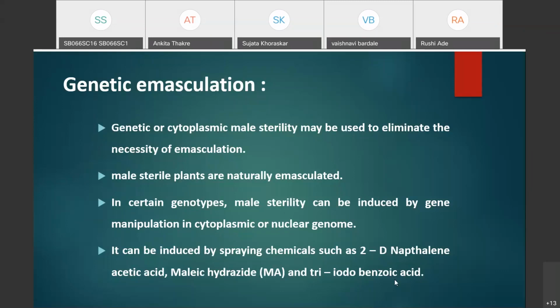Generally in some of the plants self incompatibility may be found. Self incompatibility means that in the same flower the anthers are present and the female reproductive organ gynoecium is present, but they are not compatible, so that self pollination gets avoided. Then there are male sterile plants, that is, these are naturally emasculated, and there is no need to emasculate them artificially.